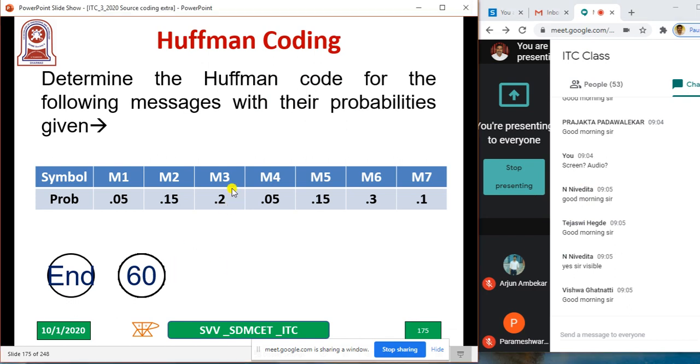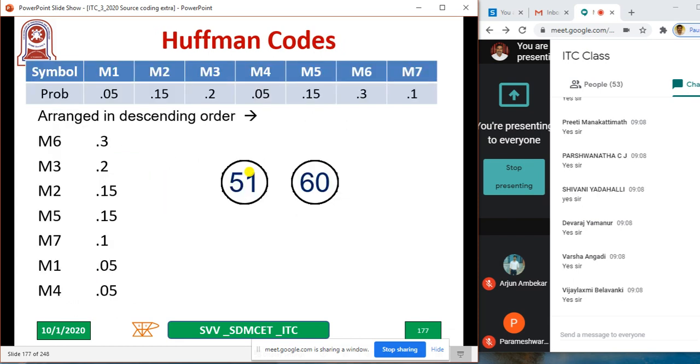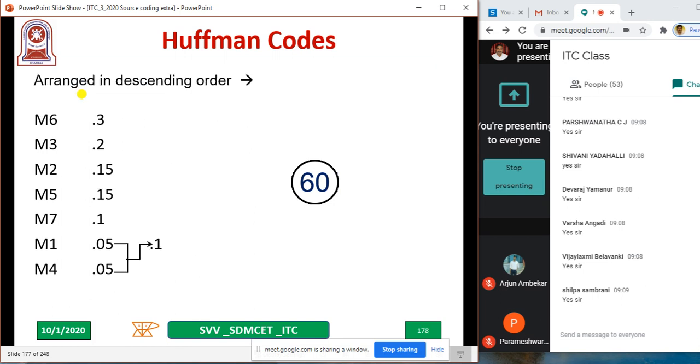I'll pause for another few seconds, copy down the symbols and their respective probabilities. Now arrange them in the descending order. Even though you have done it, you copy it. Without seeing that, you do it fast. I'll wait for another 10 seconds. Next step, continue. What I have to do? Add the bottom two. Again arrange the probabilities in the descending order.